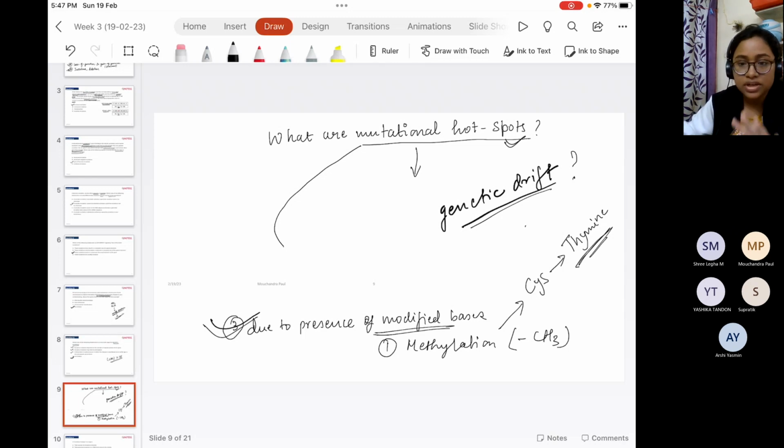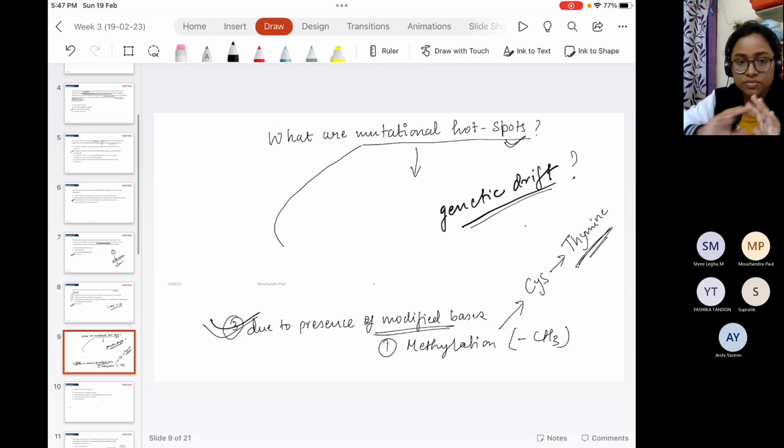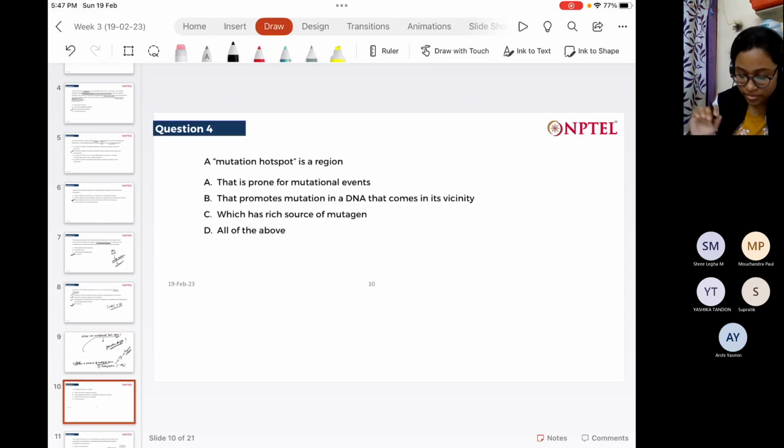So I hope till now it is clear to you why some kinds of mutations are hotspots. Those mutations occur repeatedly in different individuals. Depending on what kind of mutation that person carries, it is recurrent in the population. So based on this concept, here's a question for you guys.